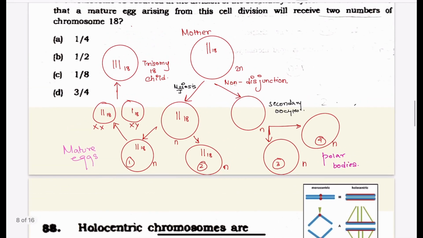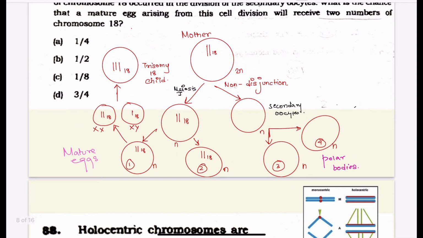The one which was empty will not give any chromosome number 18 to any of the eggs. One of these eggs can now fuse with the male gamete, which will have only one chromosome 18. When these two fuse, they will give rise to a trisomy 18 child having 3 copies of chromosome number 18.